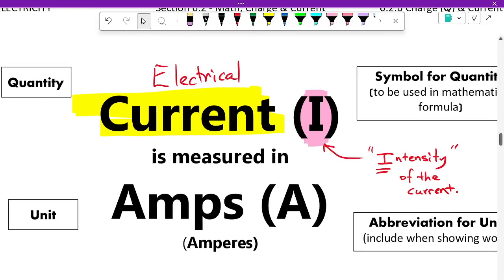The unit of current is called the amp, which is actually short for amperes, which is another Frenchman's name. I guess the French were really into electricity at one point. Monsieur Ampère. Okay, that was it. And so the abbreviation for that is the letter A.